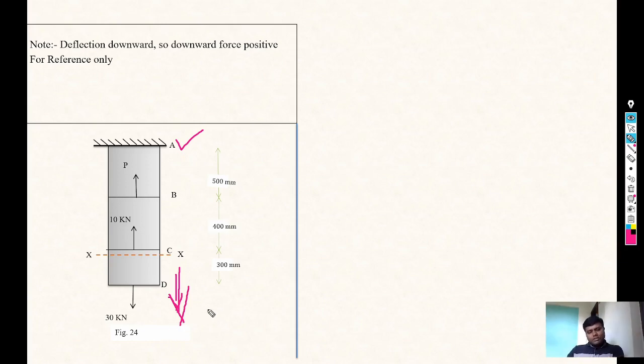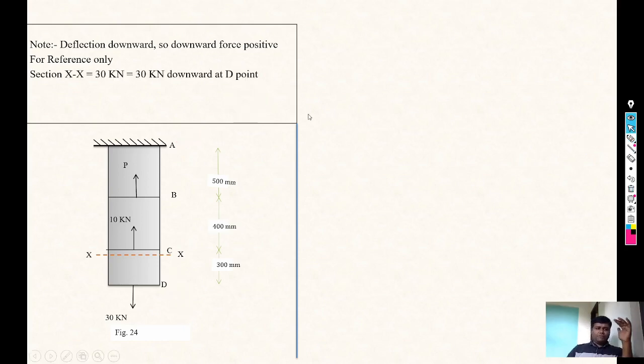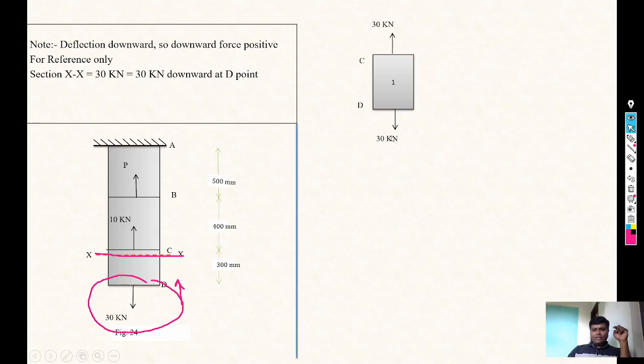Okay, so for such type of numerical, we are considering the sign convention of downward force as positive to calculate the individual forces in each section. So again take section XX. Now we are starting our calculation from bottom to top, correct, from bottom to top. So at the bottom of the XX section, we have only one force, that is 30 kilonewton, and the direction of that force is downward, so it's positive. So for the individual force, consider at D 30 kilonewton downward, and opposite to this, upward 30 kilonewton, the magnitude is the same.